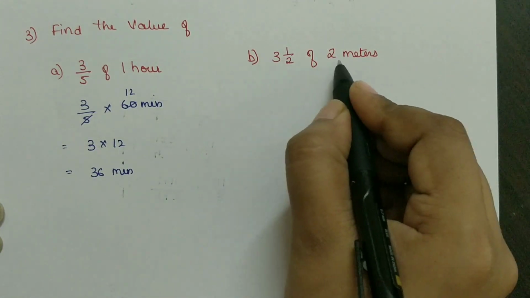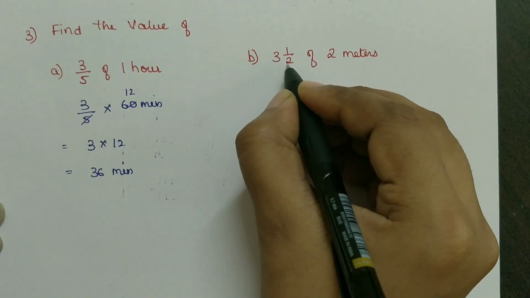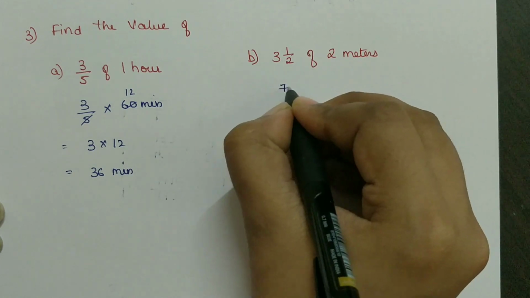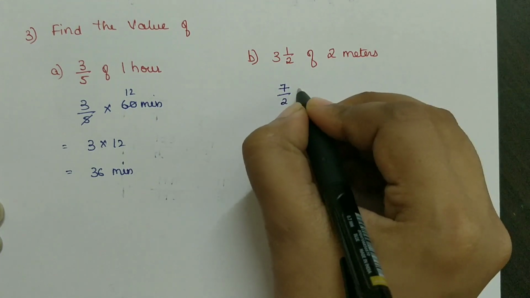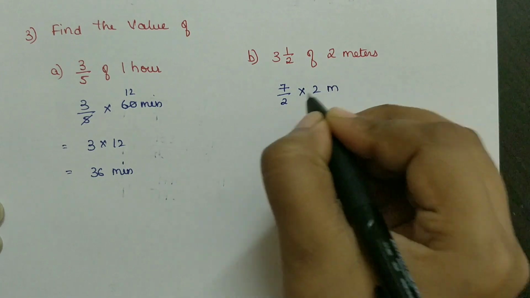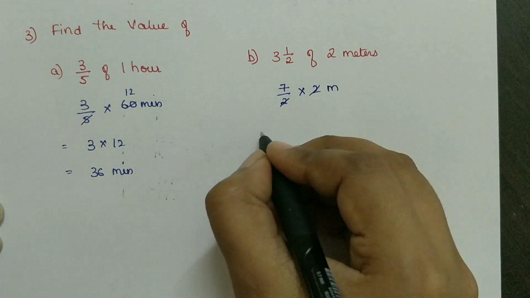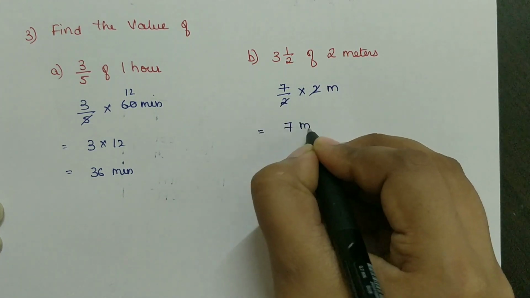3 1 by 2 of 2 meters. 3 twos are 6 plus 1 is 7 by 2 into 2 meters. The 2s cancel, which equals 7 meters.